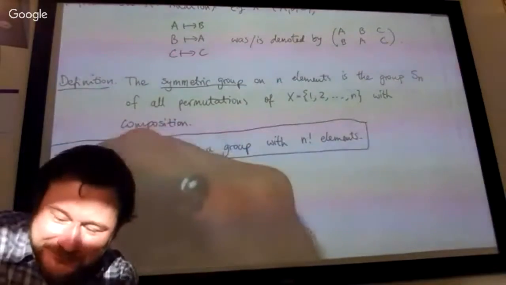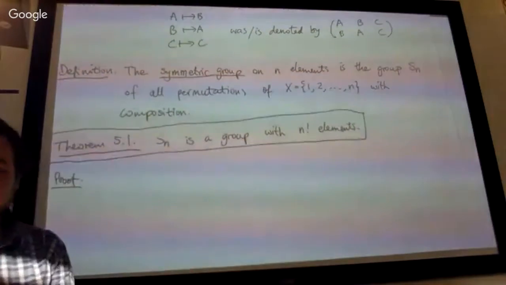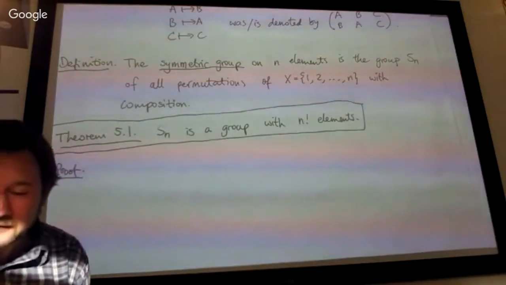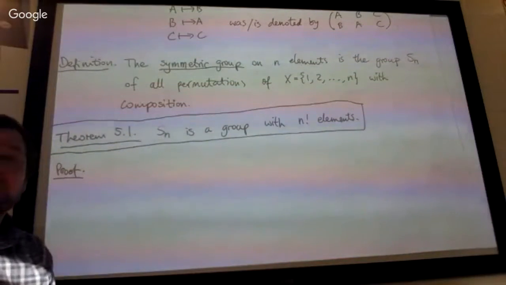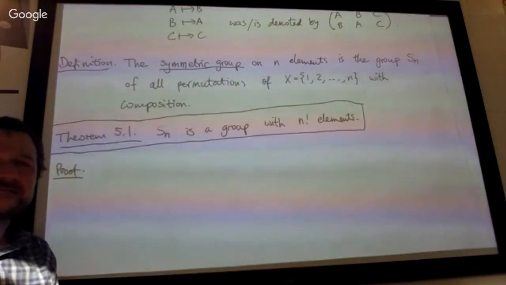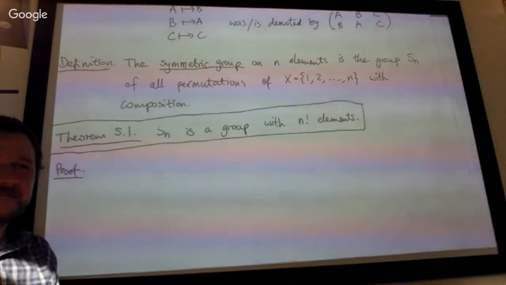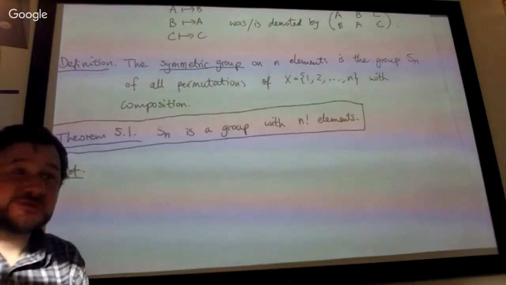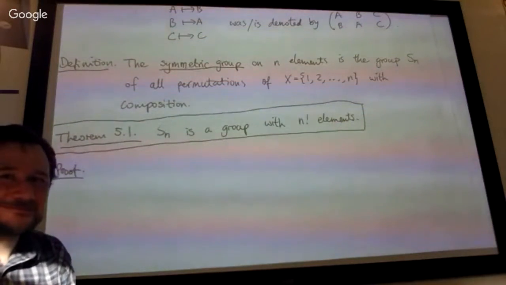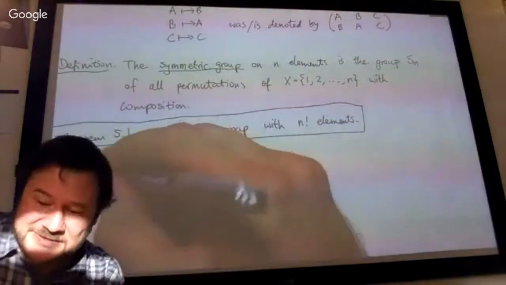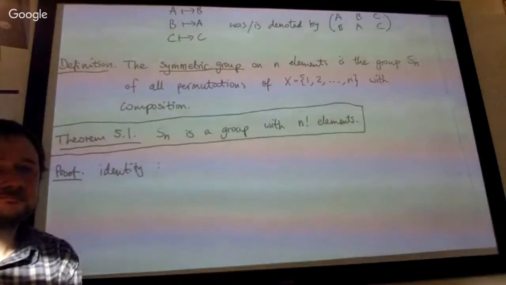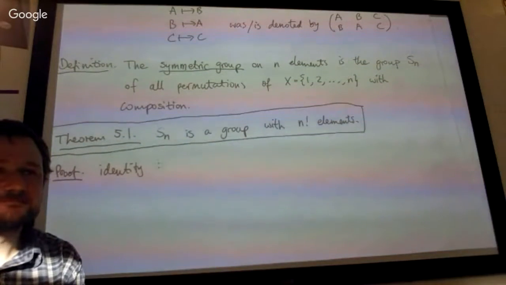Okay, proof. So what am I claiming? I'm claiming two things. One, that Sn is a group, and the second thing is that it has exactly n factorial elements. So which one do you want me to prove first? Systematically, Sn is a group. Okay, so what do you need for something to be a group? An identity. Okay, so what is the identity? Where everything's mapped to itself.